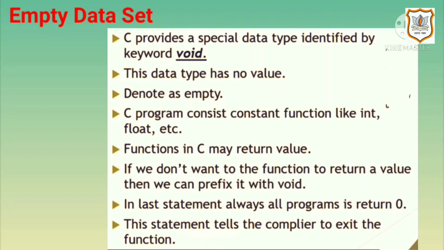A C program consists of functions, like integer, float, etc. A function in C may return a value. If we don't want the function to return a value, then we can prefix it with void. In the last statement, always in a program, return 0 is written. The statement tells the compiler to exit the function.